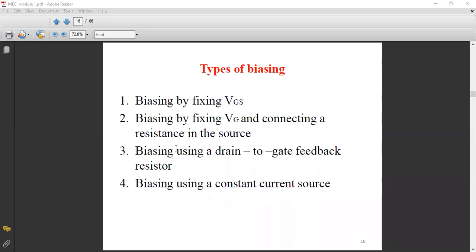Whereas when you take the second type of biasing technique, there we have a resistance connected in the source. And also we are trying to fix the gate voltage by using the potential divider network. After connecting a source resistance in the source terminal, it will act as a degeneration resistance. The degeneration resistance means even though for some reason the drain current is trying to increase or decrease, the action of that source resistance will not permit the drain current to change.